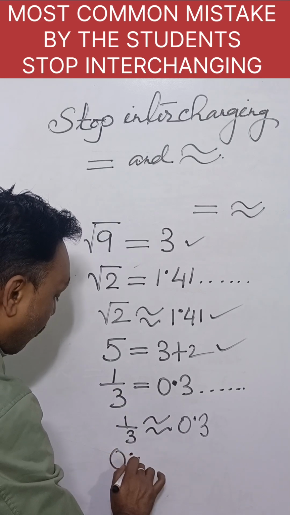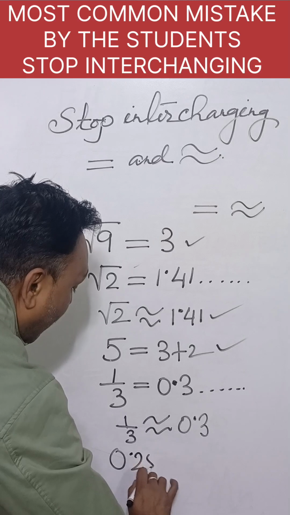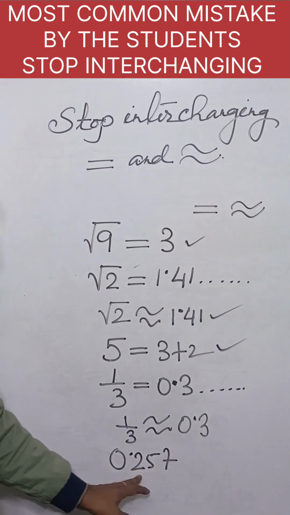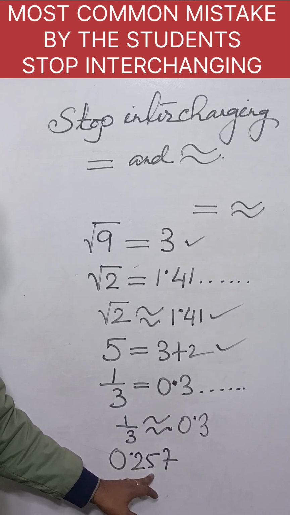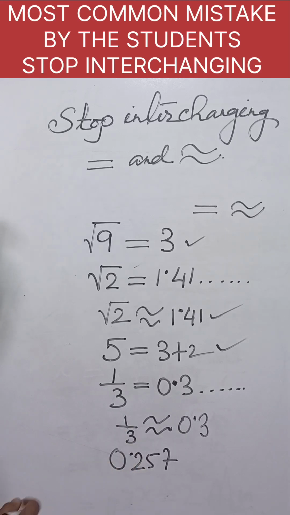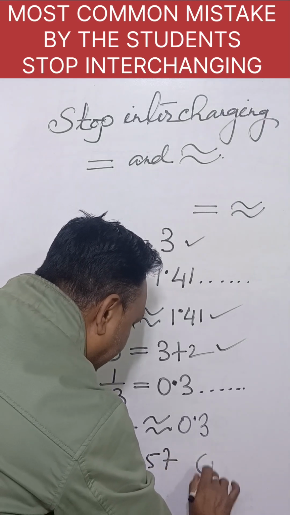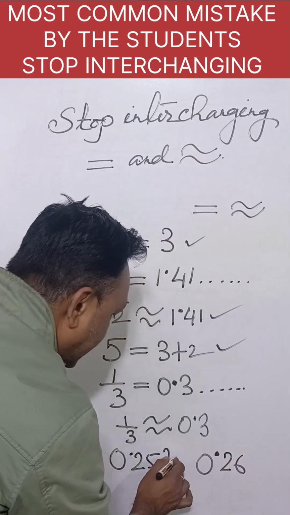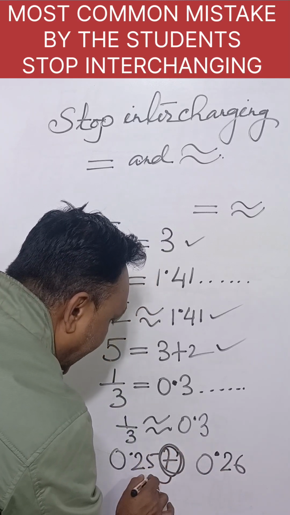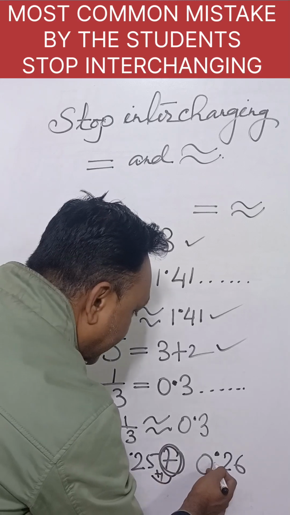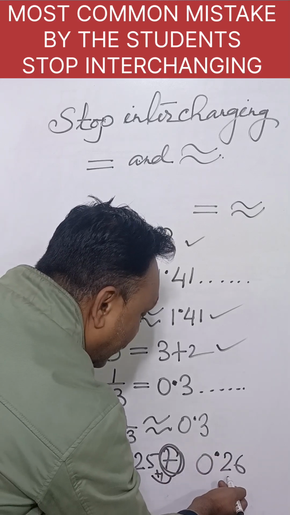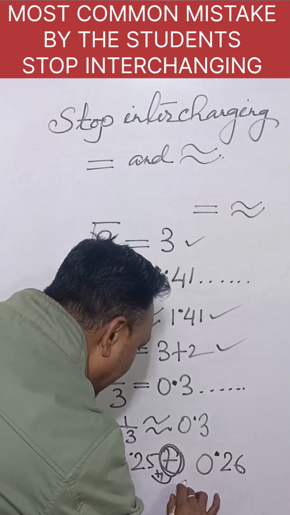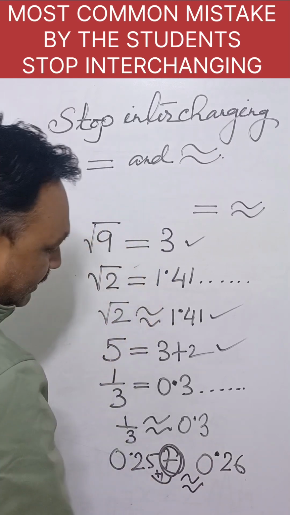Another example, 0.257. If I want to write it with two digits after the decimal, how will I write it? Suppose I want to keep two digits after the decimal, so 2, then it will be 6, since the 7 is more than 5, so we can add 1 here, right? So if we keep two digits after the decimal, it will be 0.26. So here we have to write approximately equal to, not equal to.